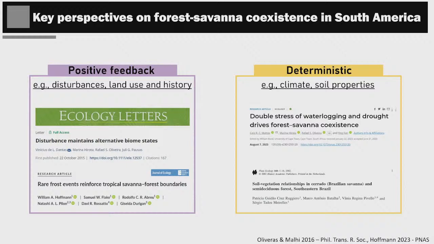This has been intriguing ecologists for a long time, and two key perspectives have been drawn considering the distribution of forests and savannas in South America. The first perspective is related to positive feedbacks. Some studies have argued that this coexistence is mainly maintained by disturbance, such as fire, and by land use and history. The feedback between the vegetation and the disturbance would be responsible for maintaining the coexistence of these different biomes. The other perspective is more deterministic and argues that climate or soil properties determine the type of biome that you will find across these different landscapes.